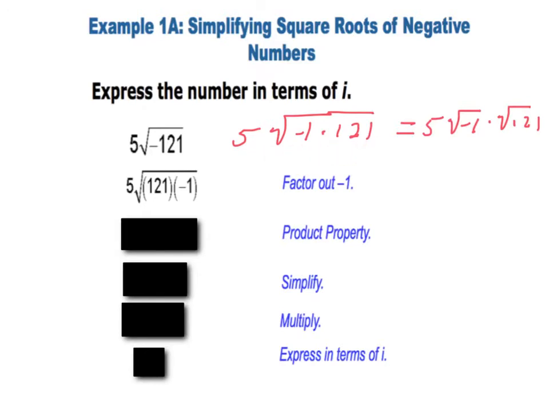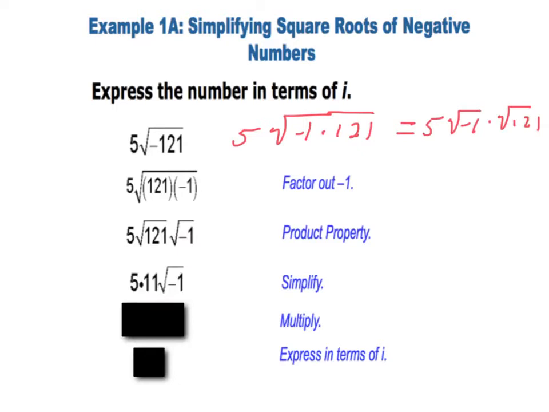Now I'm going to take the square root of both of those. So now I have the square root of -1 and the square root of 121. Does 121 have a perfect square? 121 is a perfect square. And of course, the square root of -1 is known as, you said it, i. So now I have 5 times 11, and the square root of -1 is going to be i, leaving me with 55i.